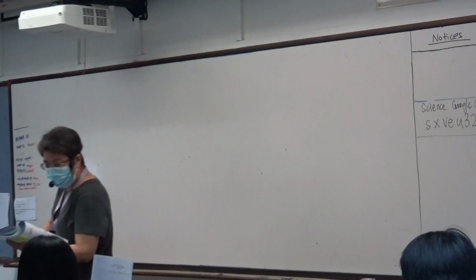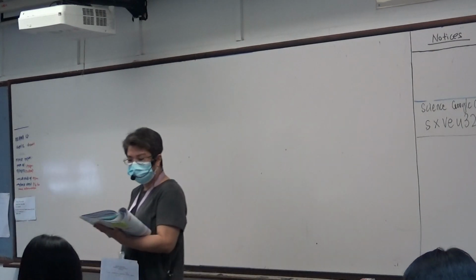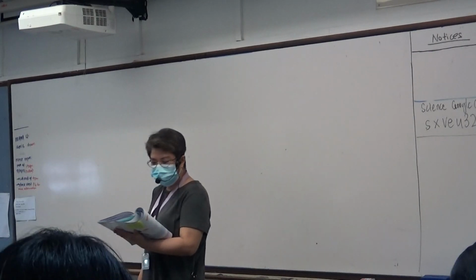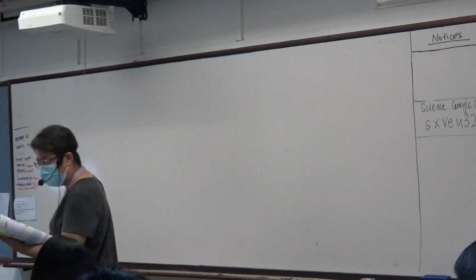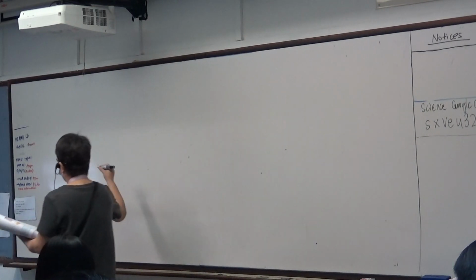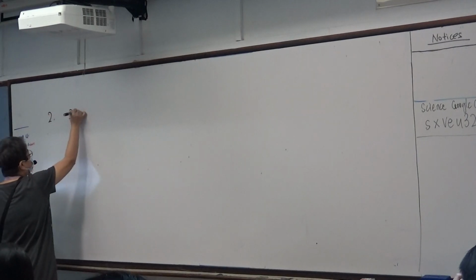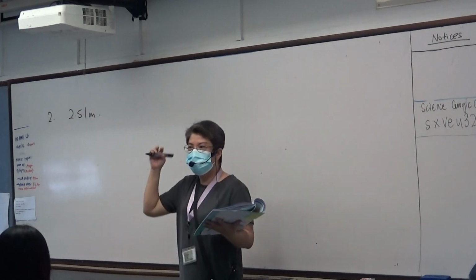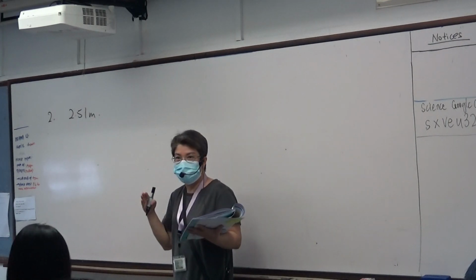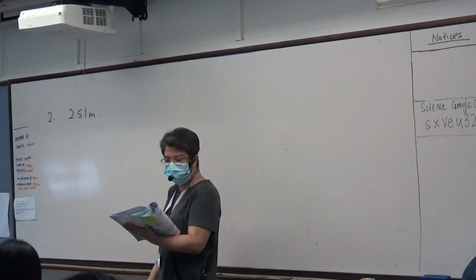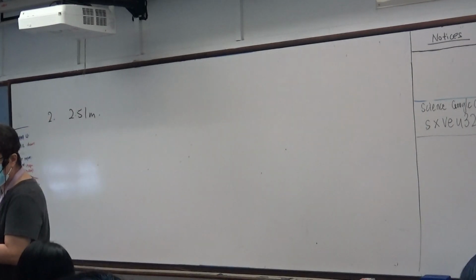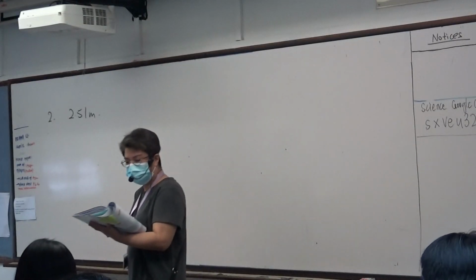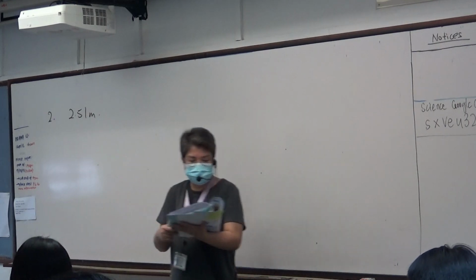Number 2 now. Suppose you are an engineer tasked to design a multi-story car park. The height restriction for vehicles entering the car park is calculated to be 2.51 meters. That means the restriction is the maximum, right? The maximum height a vehicle can have is 2.51. A sign indicating the maximum height correct to the nearest meter is to be placed at the entrance. What should the maximum height be shown as?